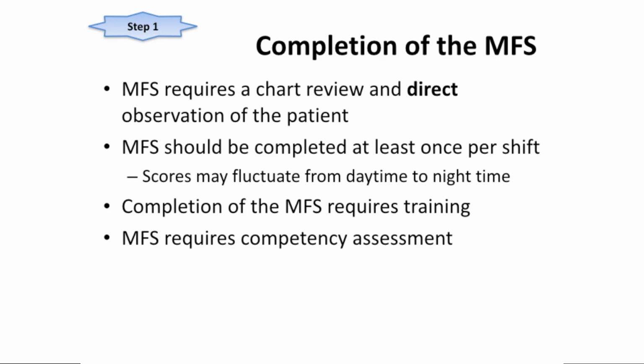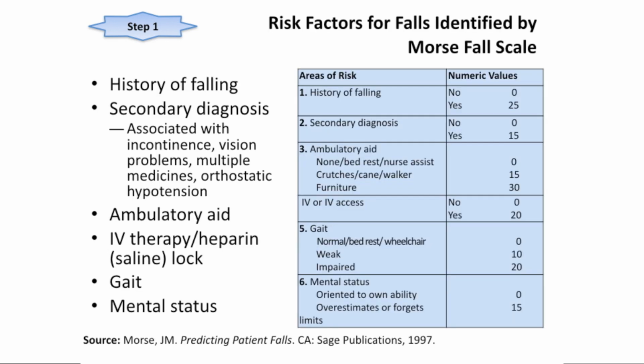So here is the Morse Fall Scale. Again, there are 6 areas of risk. We'll go through each one in depth. I think one of the strengths of the Morse Fall Scale is it addresses all of the major predictors of falls in an acute care hospital. If you look at the work of David Oliver, who has summarized all of the risk assessment studies out there, the major predictors of falls fall into these areas of risk. So we'll go through them now.